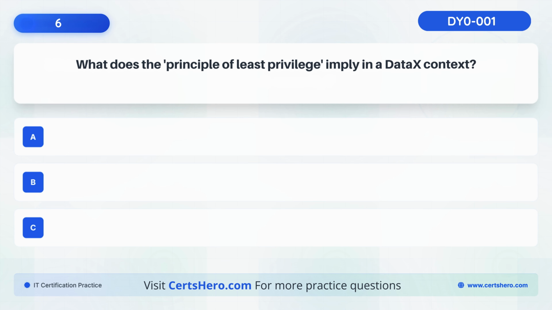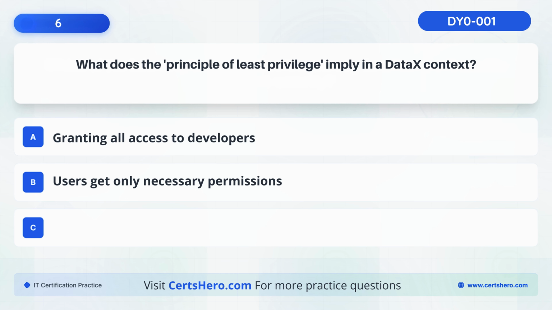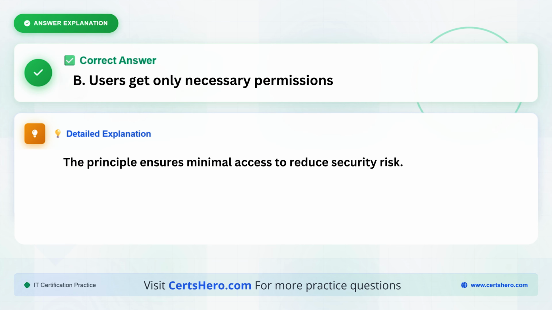What does the principle of least privilege imply in a DataX context? A. Granting all access to developers. B. Users get only necessary permissions. C. Encrypting user data. Correct answer is B. Users get only necessary permissions. The principle ensures minimal access to reduce security risk.